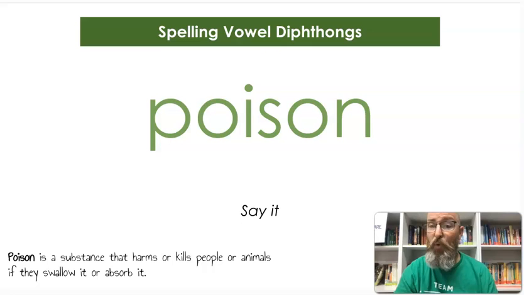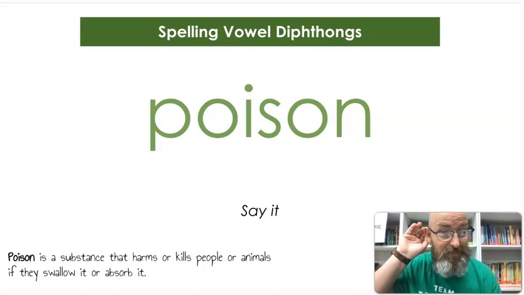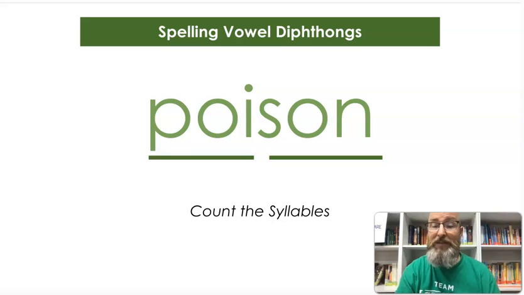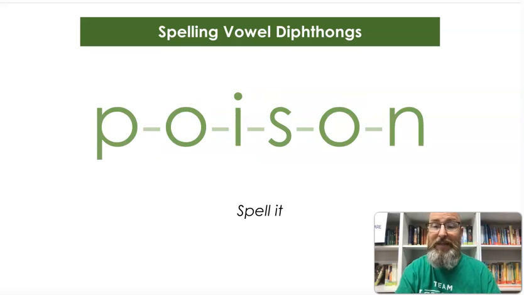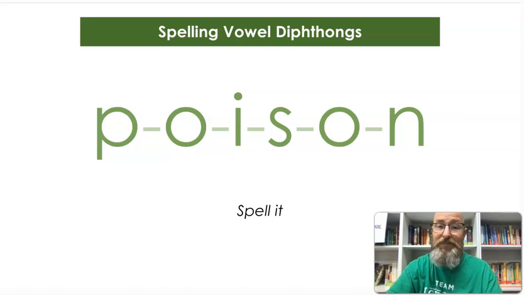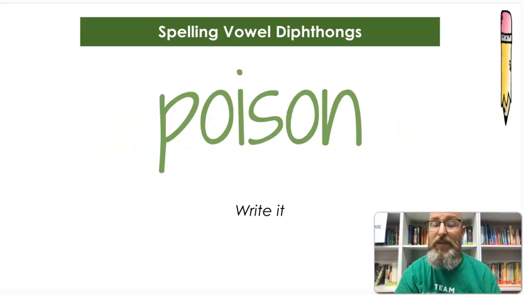Our next word is poison. Say poison. Poison is a substance that harms or kills people or animals if they swallow or absorb it. Count the syllables. Poison. Poison. Let's spell it. P-O-I-S-O-N. Poison. And let's write it.